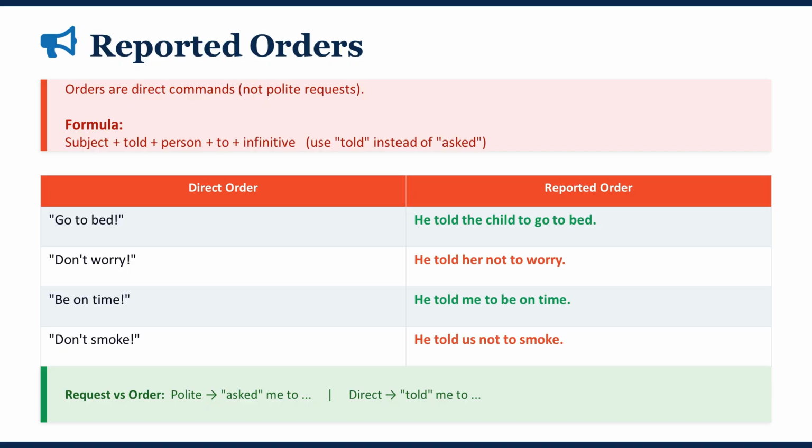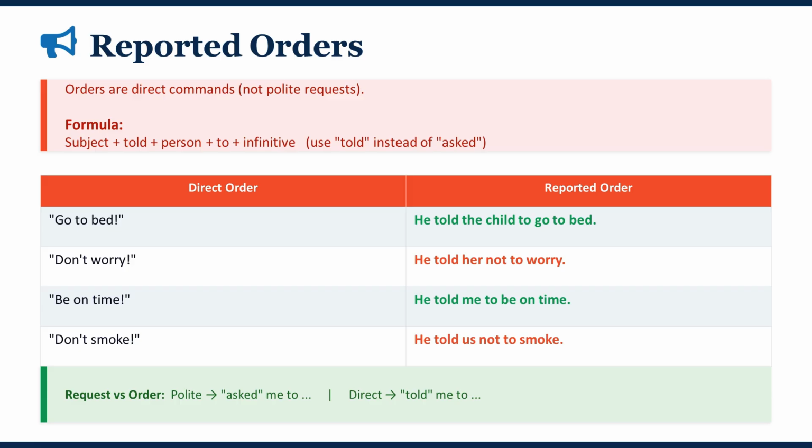Finally, let us look at reported orders. An order is different from a request. An order is a direct command, like "sit down" or "go to bed." It is not polite like a request. The good news is that the structure is almost identical to reported requests. The only difference is that we use the word "told" instead of "asked." So the formula is subject plus "told" plus the person plus "to" plus the base form of the verb.